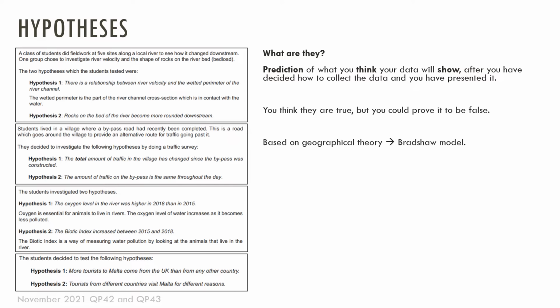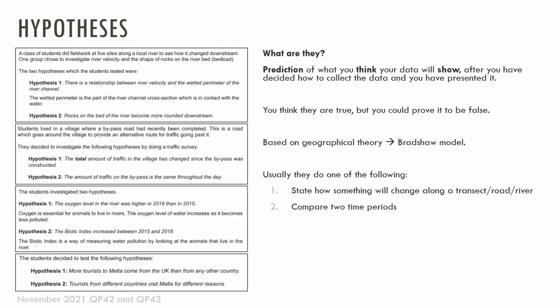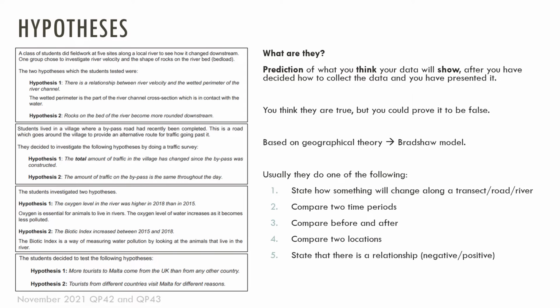As I said, it's based on geographical theory. For example, a common one for river investigation is the Bradshaw model, which shows how various characteristics of the river should change with distance downstream. A hypothesis should do one of the following: state how something will change along a transect, road or river; compare two time periods or two locations, such as a before and after; and state if there's a relationship, negative or positive, between two variables, or simply make a statement.